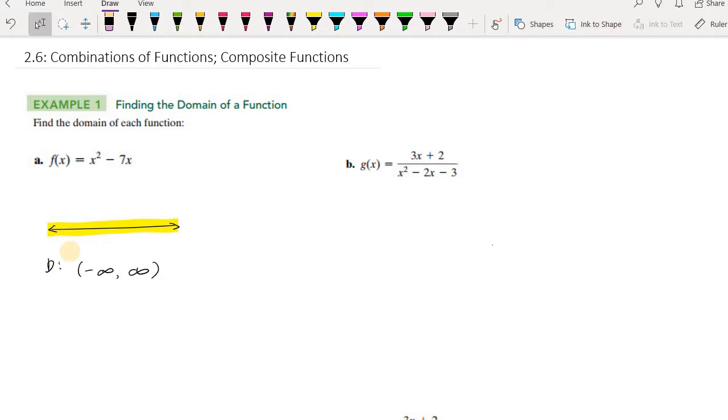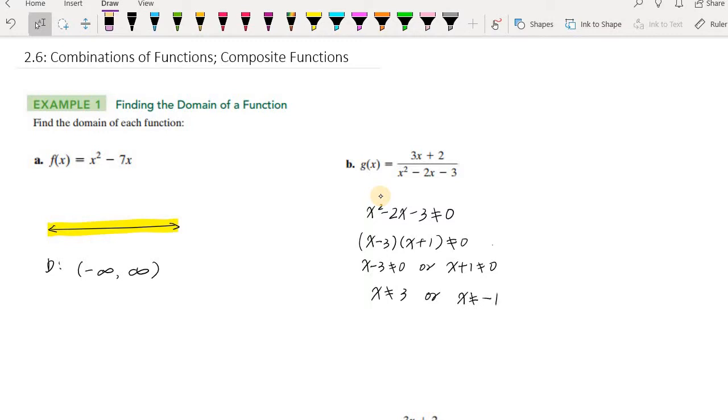And then for part B, g of x equal to 3x plus 2 over x squared minus 2x minus 3. In this case, x squared minus 2x minus 3 is our denominator. We know that our denominator cannot be 0. So we solve this. We factor it, and we have x minus 3 and x plus 1 cannot be 0. So x minus 3 cannot be 0 and x plus 1 cannot be 0, which gives us x cannot be 3 and x cannot be negative 1.